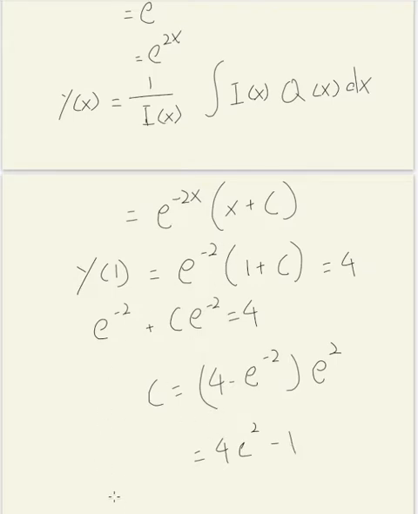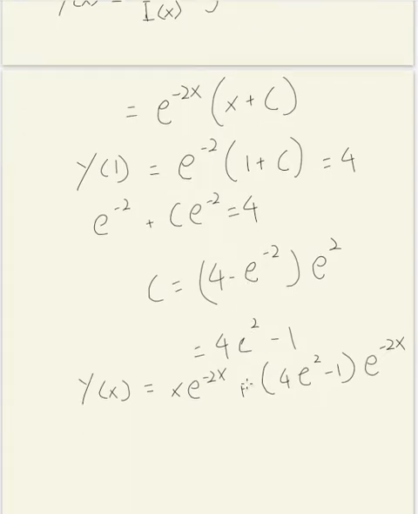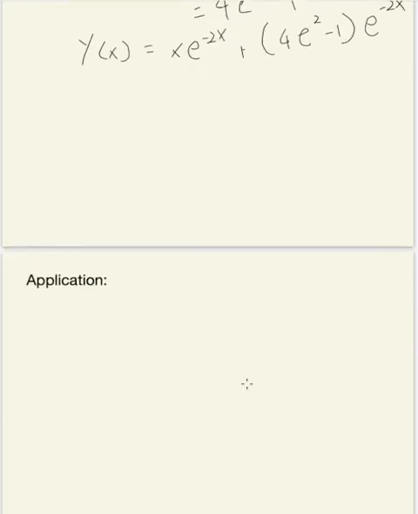Okay, and put it back in, we get y of x equals x times e to the minus 2x, so I'm distributing the multiplication, plus this expression for c times e to the minus 2x. This is an initial value problem. Next, let's look at an application of the first order linear differential equation.